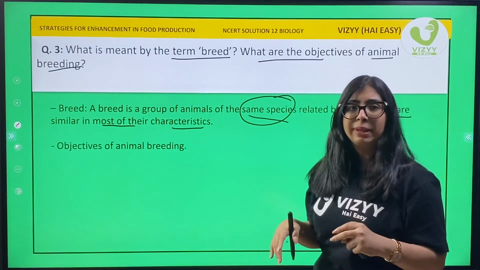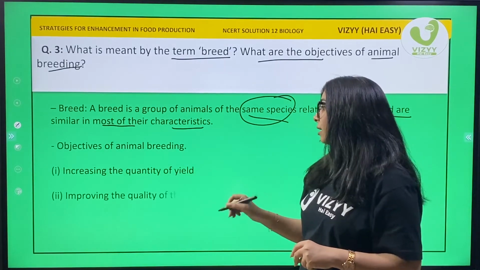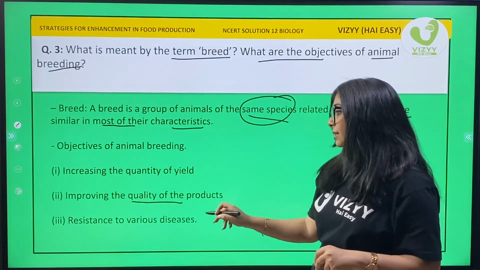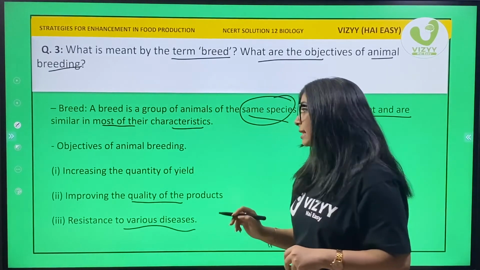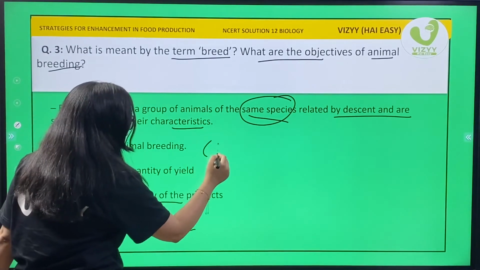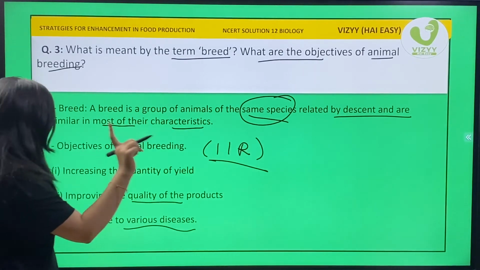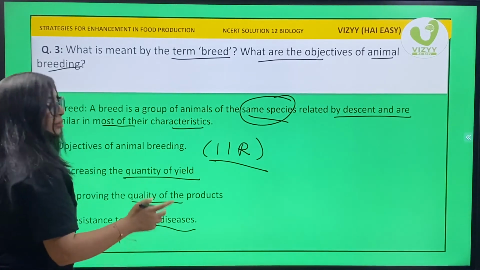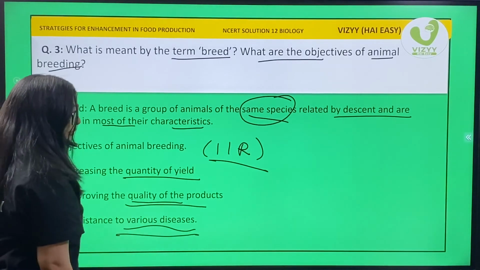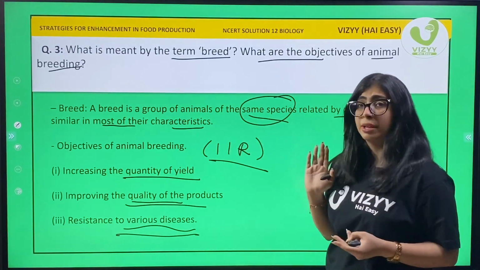Objectives of animal breeding are: first, increase in the quantity of yield; second, improving the quality of the product; and third, resistance to various diseases. So why is breeding important? Remember IQR: increase in the quantity of yield, second, quality of yield, and to defeat various diseases. So students, this is your answer number 3.